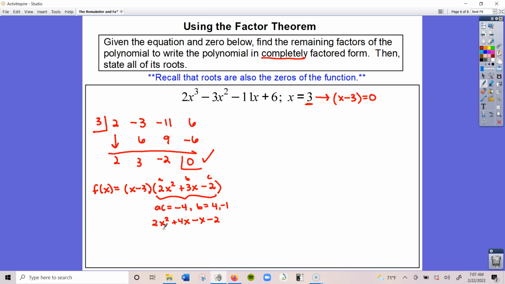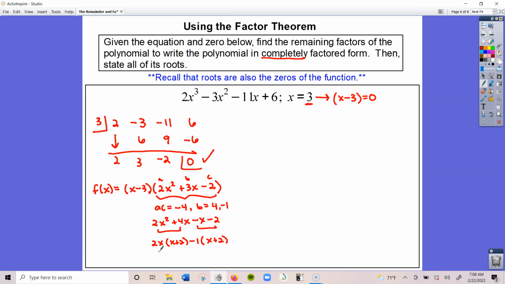Since I have 4 terms, we're going to factor by grouping. These first two both have a 2 and an x in common, leaving me with x plus 2. These two here both have a negative in common, so I'm going to factor out a negative 1, and that would leave me with x plus 2.